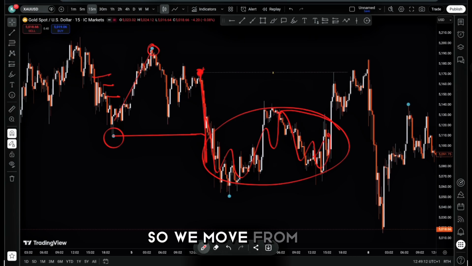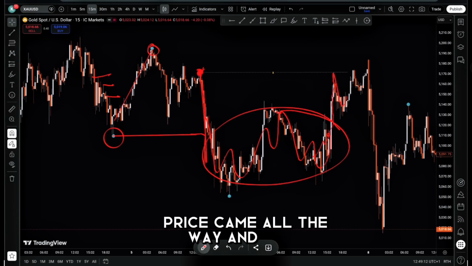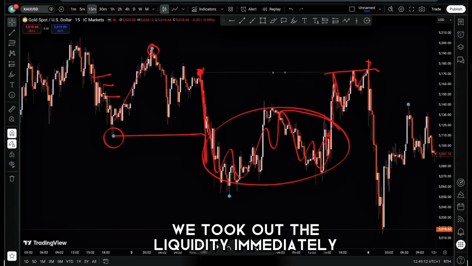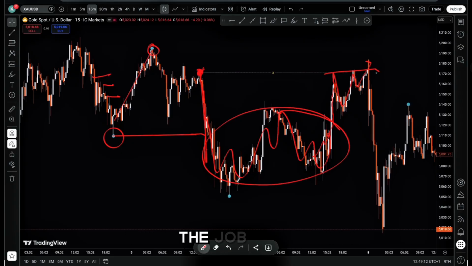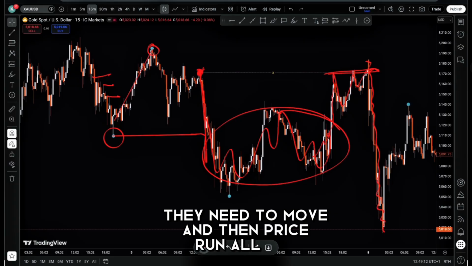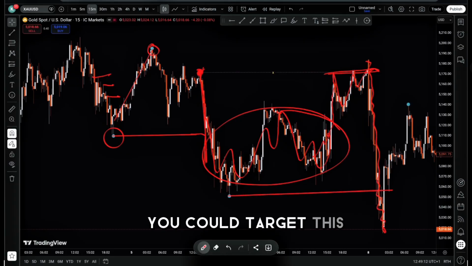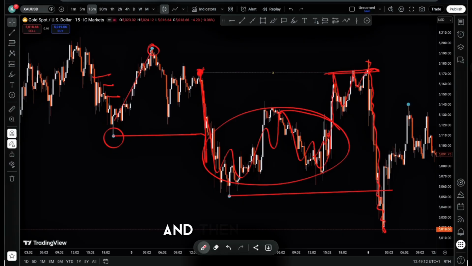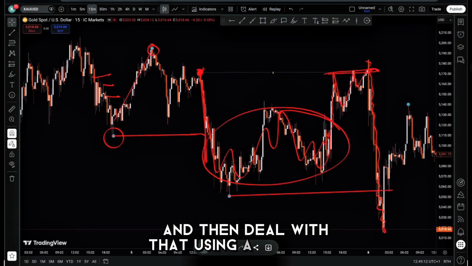So we move from here, price came all the way, and then look at that, we took out the liquidity. Immediately they take out the liquidity, the job is done. They need to move, and then price ran all the way down. You could target this as your TP, or you hold if you know the higher time frame intentions. We will come later and deal with that using a storyline.